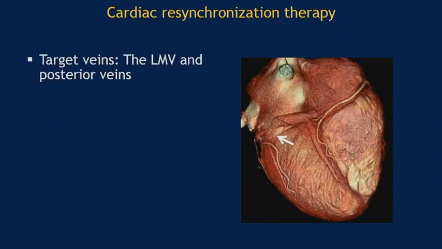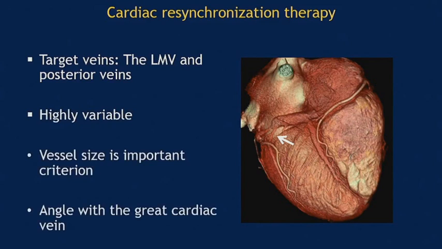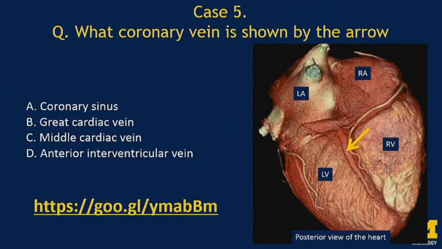So about cardiac resynchronization therapy, the target veins are typically the marginal veins and the posterior veins, which are highly variable not only in their size, but in their caliber and in the angle at which they drain into their respective veins. So having these kinds of roadmaps can be helpful to the EP folks.